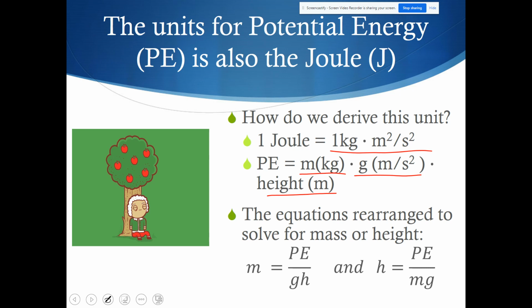And just like kinetic energy, we don't have to solve for potential energy with this formula. We could solve for mass or even height by manipulating the equation around. So once again, using that formula, we can solve for mass, which is the potential energy divided by gh, or we can solve for the height if we use potential energy divided by mg.